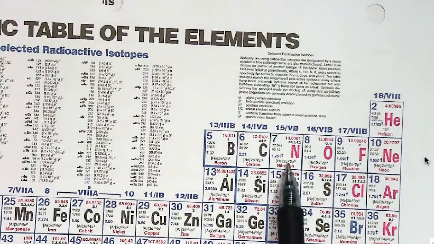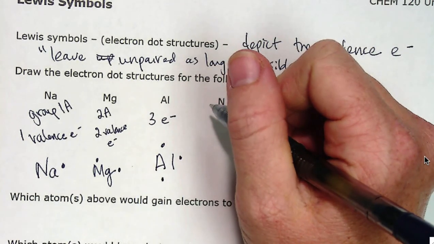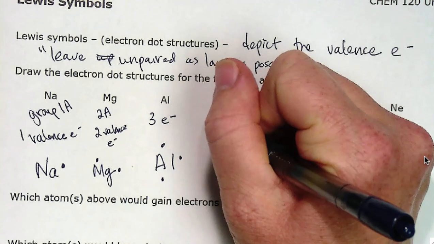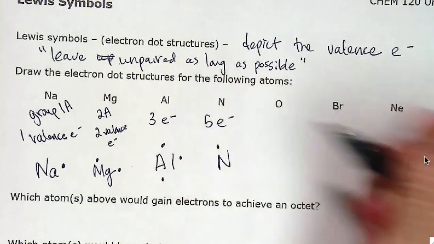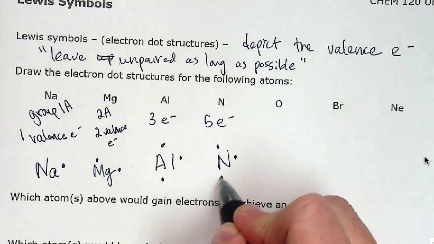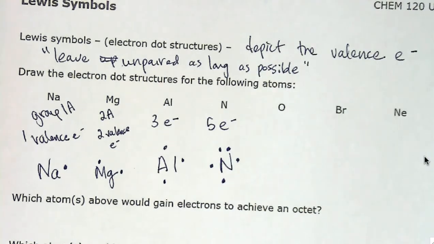Neon, sorry, that's not neon, that's nitrogen. Nitrogen is in group 5, so it has 5 electrons. So I'm going to do it like this: 1, 2, 3, 4. So nitrogen has 3 unpaired electrons and 2 paired electrons.